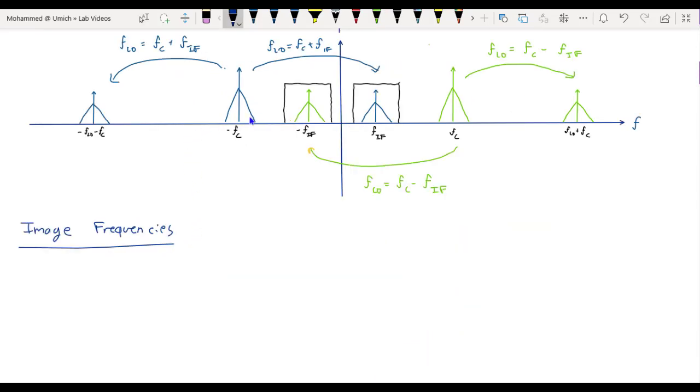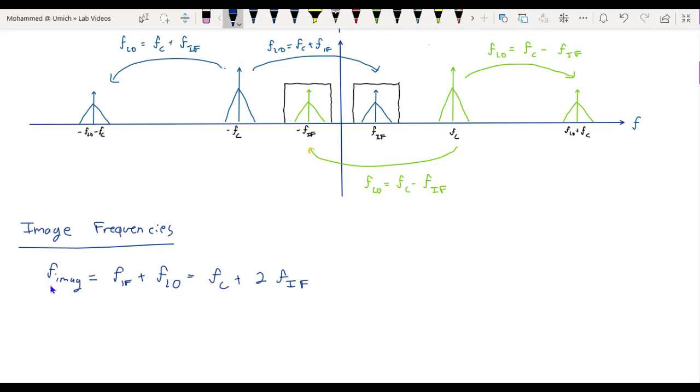Now, if we look at the second figure more closely, we see that when F_LO equals Fc plus FIF, not only does the signal centered at Fc get mixed into the IF band, but also any signal centered at F_image, which equals FIF plus F_LO, which equals Fc plus 2 FIF, would also get mixed into the IF band. This is because it would get shifted to the left by F_LO and then to the right by F_LO, which would interfere with the IF band. And the frequency band centered at F_image is what's known as the image band.